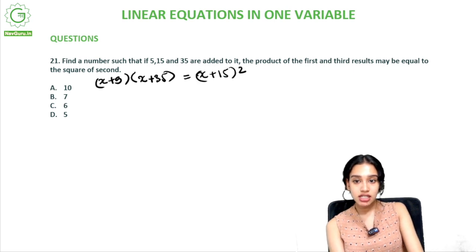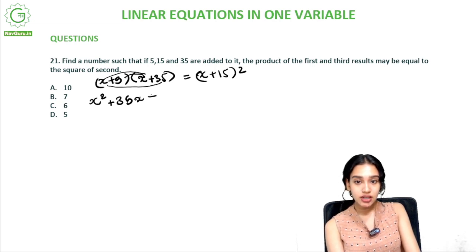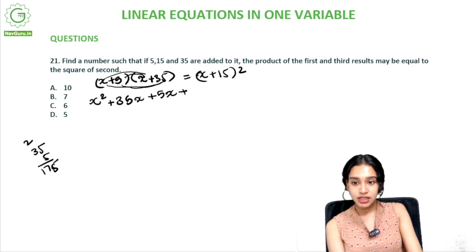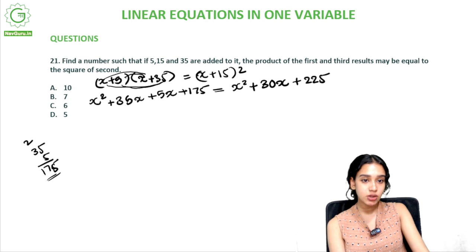So let's do this. x into x is x square. We multiplied this. Now we'll multiply this with the last term, which is 35x. Now what is 5 plus 5 into x, which is 5x, and what is 5 into 35? 35 into 5, 5 5s are 25, 5 3s are 15, 16 and 17. So this becomes 175 is equal to, what is x plus 15 the whole square? It is x square plus 2 into 15 is 30 into x plus 15 square is 225, right?